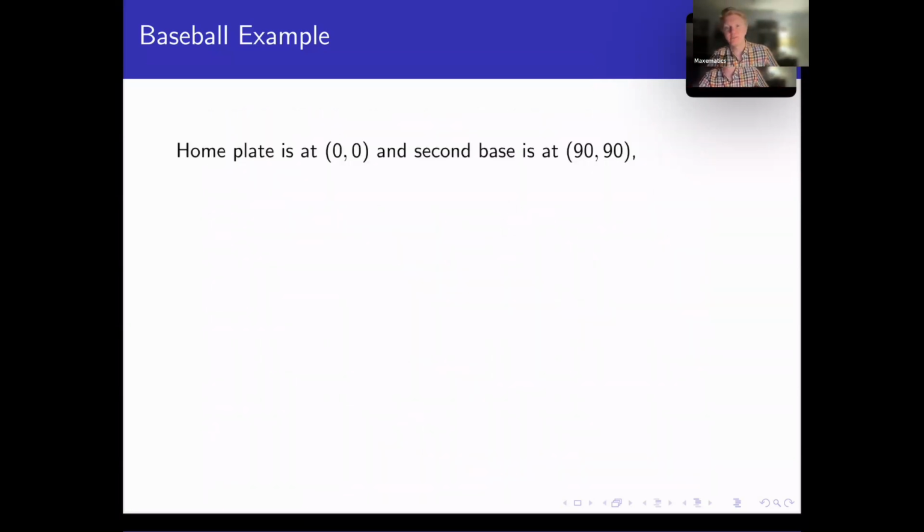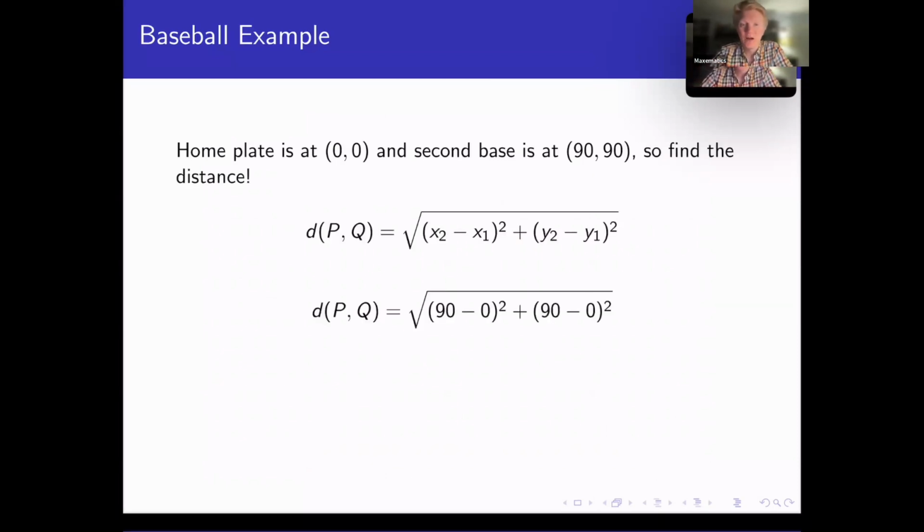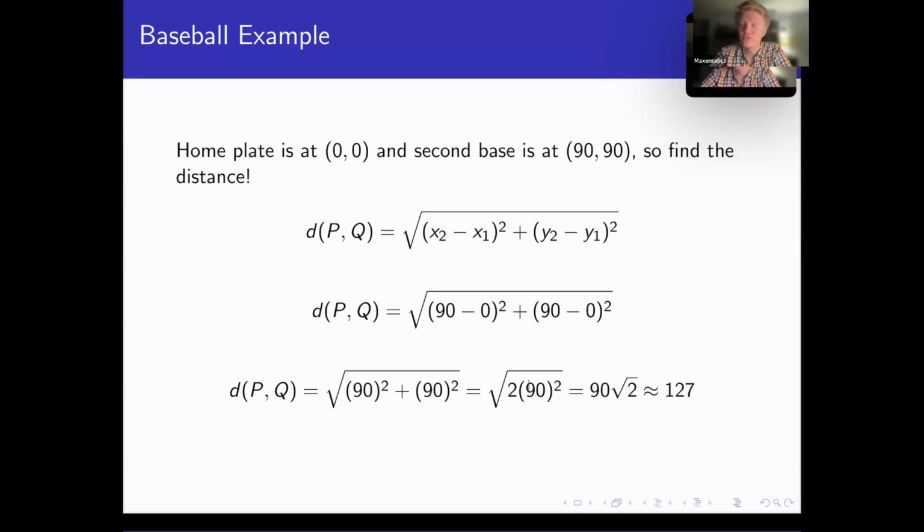Okay, home plate is at (0, 0). Second base is at (90, 90). So just find the distance. That's all we're looking for. Well, we would have 90 minus 0 plus 90 minus 0. 90 squared plus 90 squared would be 2 90 squareds, right? X plus X is 2X. Well, this is 90 square root of 2, which is roughly 127 feet. So that throw from home plate to second base would be 127 feet, or likewise from third to first would also be 127 feet. So get out of the idea of just looking at, 0 to 90 is 90, 0 to 90 is 90, answer must be 90. It's a little more convoluted than that.